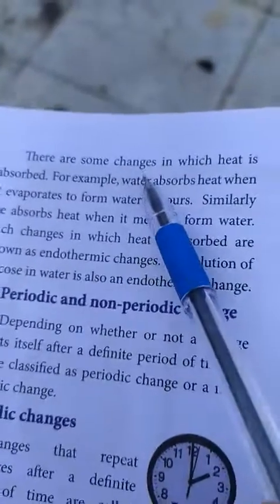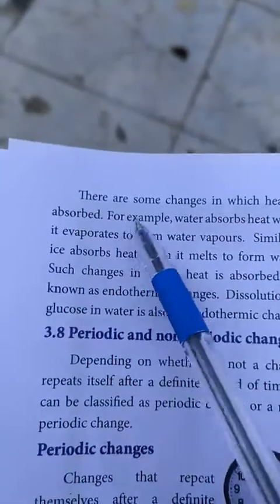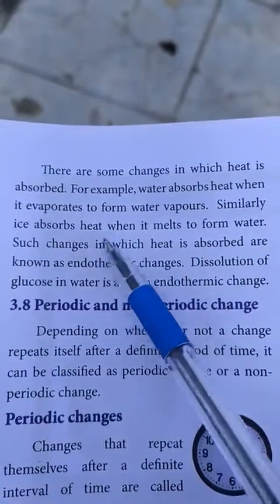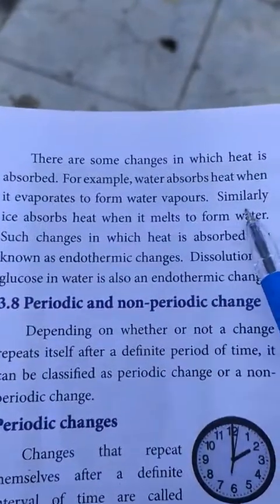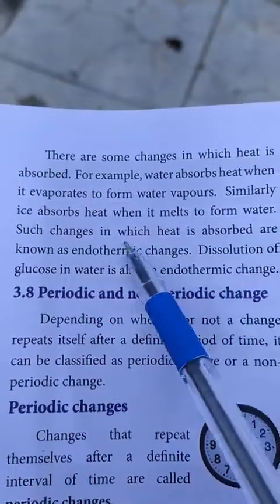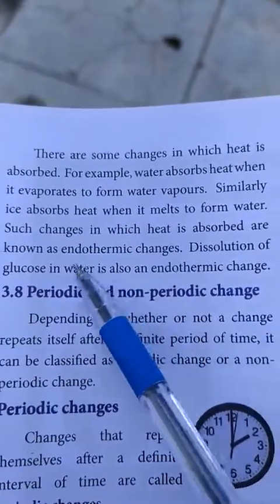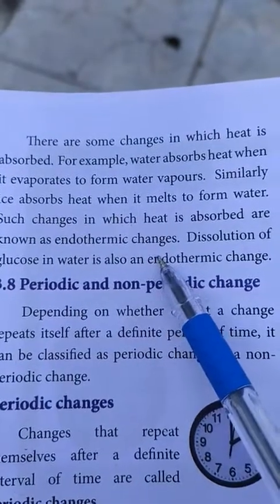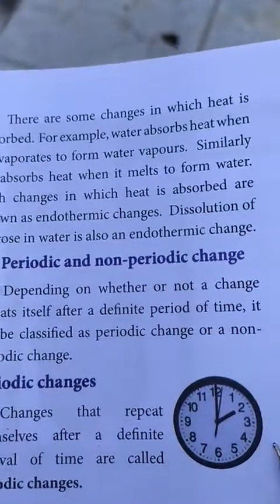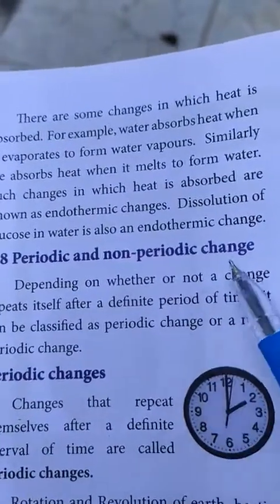There are some changes in which heat is absorbed. For example, water absorbs heat when it evaporates to form water vapors. Similarly, ice absorbs heat when it melts to form water. Such changes in which heat is absorbed are known as endothermic changes. Okay. So dissolution of glucose in water is also an endothermic change. Understand?